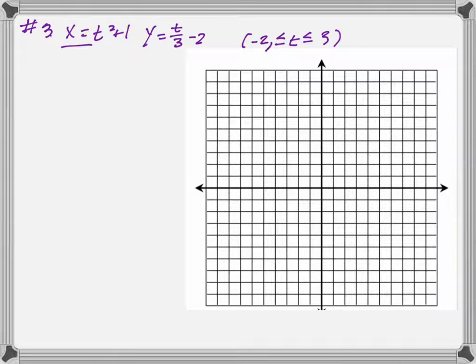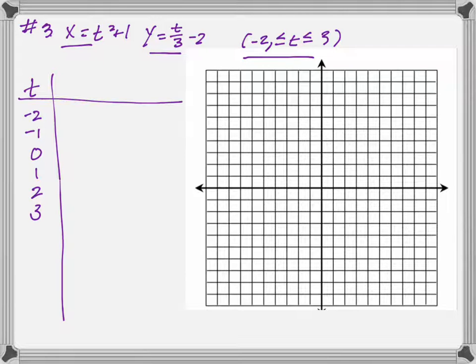So number 3 says x equals t squared plus 1 and y equals t over 3 minus 2, and it wants it between -2 and 3. So here's t, and we do -2, -1, 0, 1, 2, and 3. All right, so for x, -2 would be 4 plus 1, or 5. -1 would be 1 plus 1, or 2. 0 would be 1. 1 would be 1 plus 1, which is 2. 2 would be 4 plus 1 is 5. And 3 would be 9 plus 1, or 10. So 5, 2, 1, 2, 5, 10.